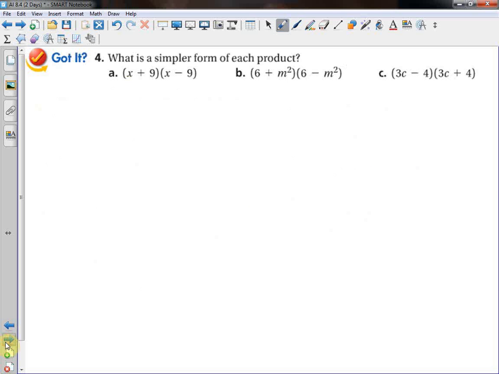Here are 3 for you to try. Please choose whether you want to use the FOIL method or the pattern, seeing the pattern using the shortcut method. Okay?